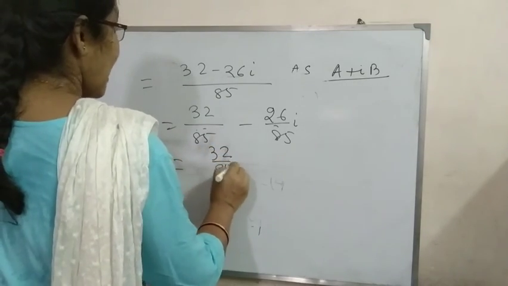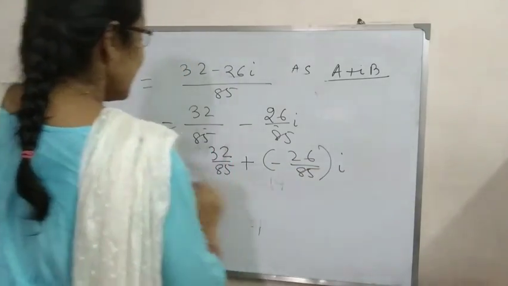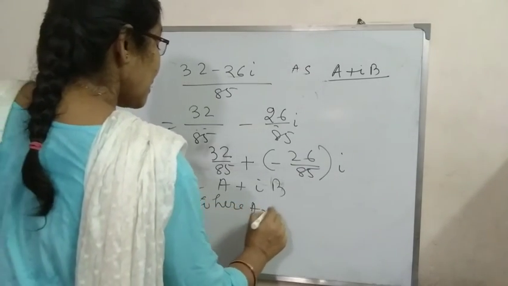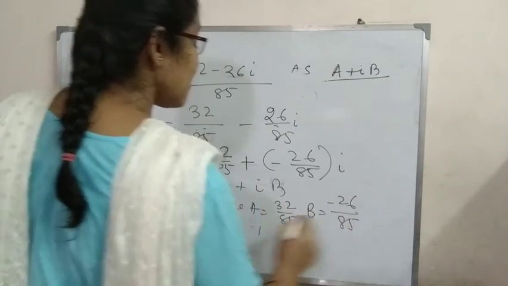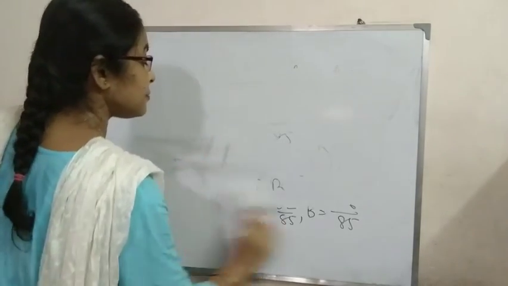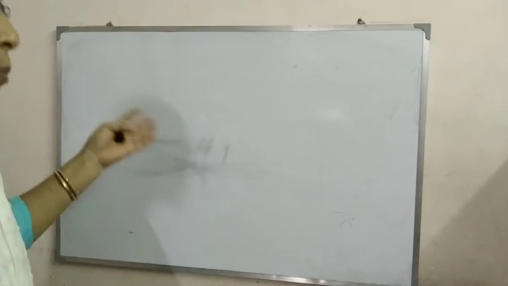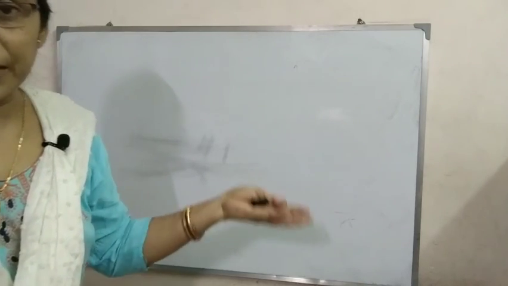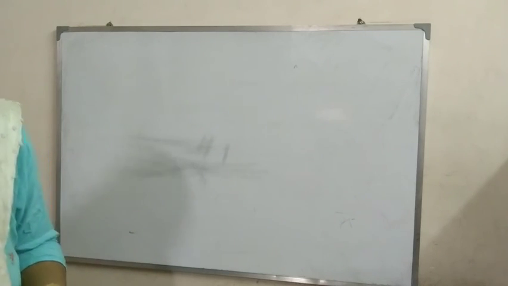So this is 32 by 85, I can write it in this way, plus minus 26 by 85 i. This is equal to A plus iB, where A equals 32 by 85 and B equals minus 26 by 85. Okay. After that, it is asked to find the modulus of z and the multiplicative inverse of the given expression. So you will do it easily. I am ending here.